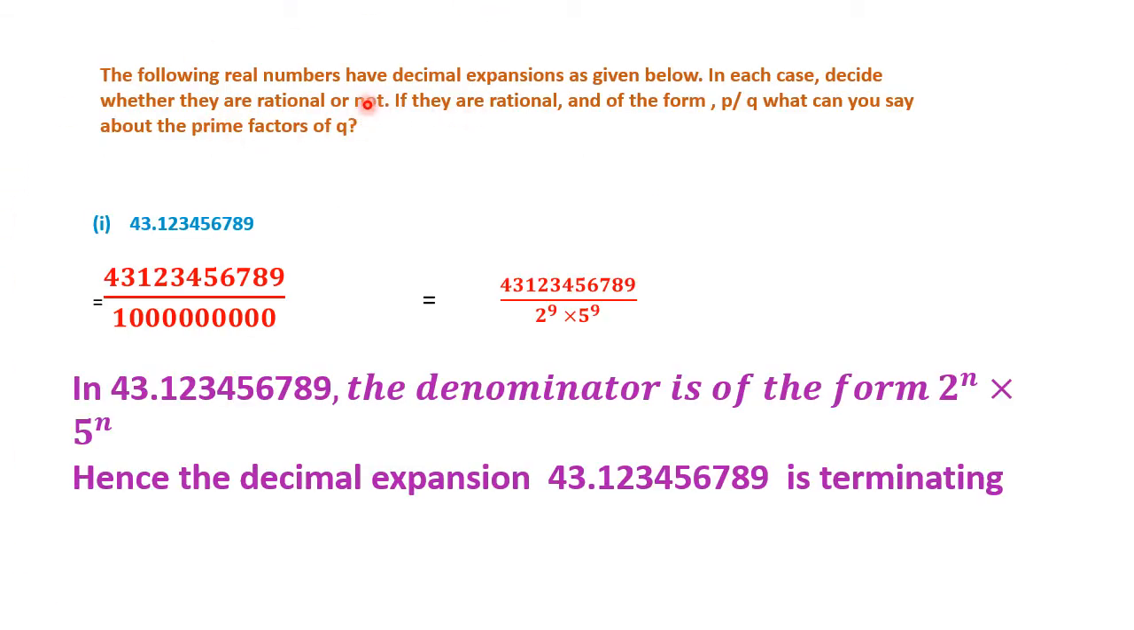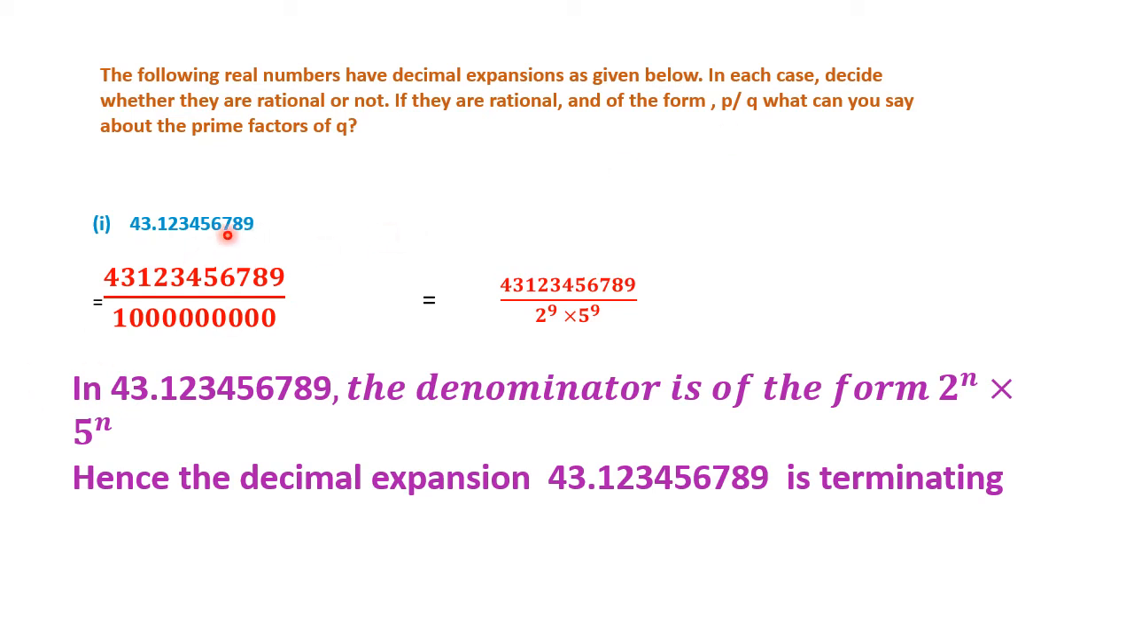Here there are certain real numbers having decimal expansions. In each case, we have to decide whether they are rational or not. And further, if they are rational and of the form P upon Q, because all the rational numbers are of the form P upon Q, then we have to say about the prime factors of Q. As we know from the previous examples, if they are rational and terminating, not non-terminating, then Q will be of the form 2 power n into 5 power m.